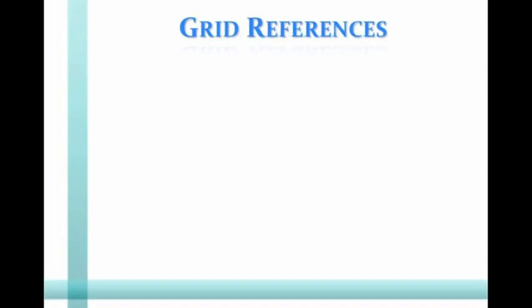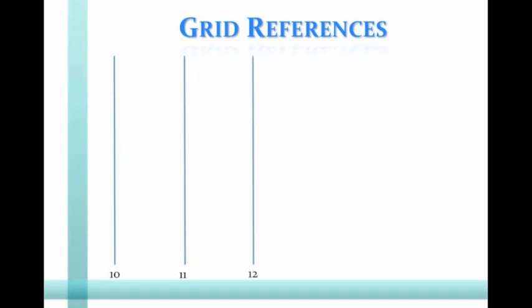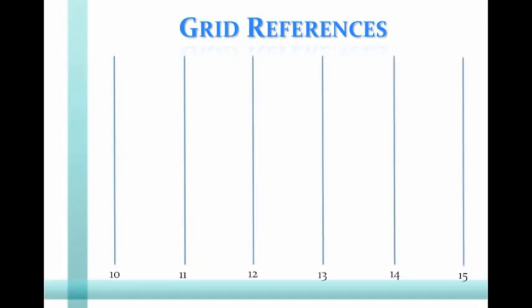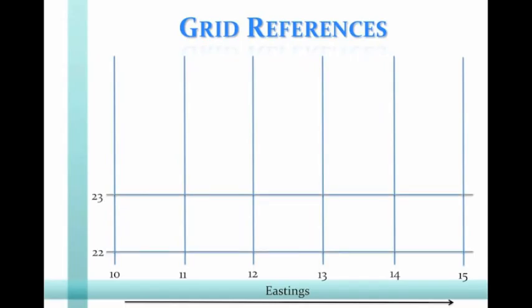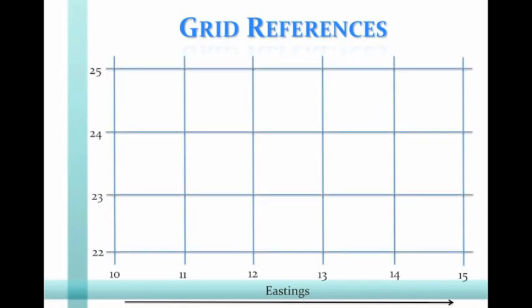Here, we have a series of vertical lines that ascends from the west to the east. Because they move from the west to the east, they are known as eastings. And here, we have a series of horizontal lines that ascends from the south to the north. Because they move from the south to the north, they are known as northings. The series of squares then are naturally known as grid squares.